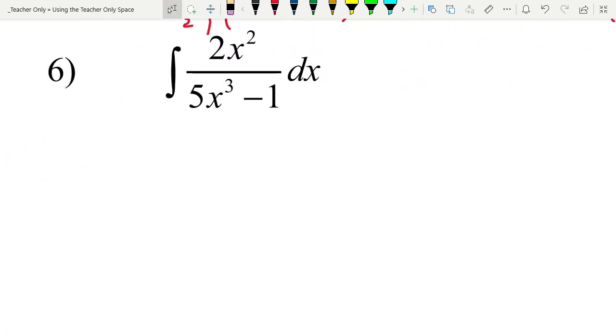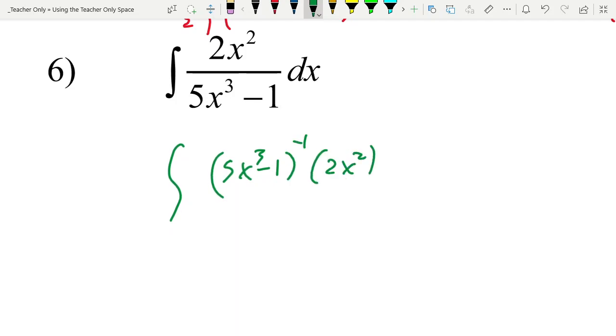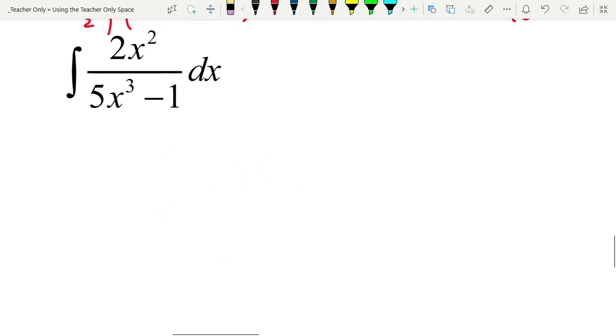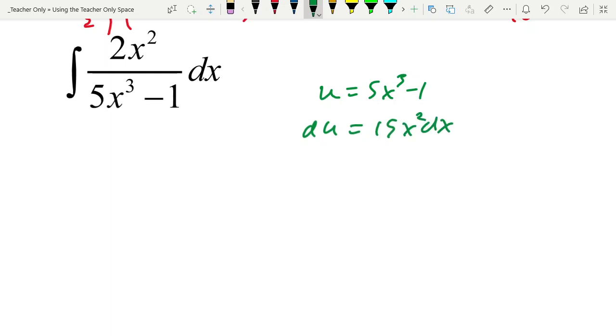All right. One more. Now, you might recognize this and say, okay, I see it. This is the same thing, right? The chain rule is really, truthfully, if I were to rewrite this as 5x cubed minus 1 to the negative 1 times 2x squared dx, you're like, there's my chain, there's my inside. So hopefully you're starting to recognize, just pick the whole denominator when it looks like this. Because the whole denominator would be, what, 15x squared dx?